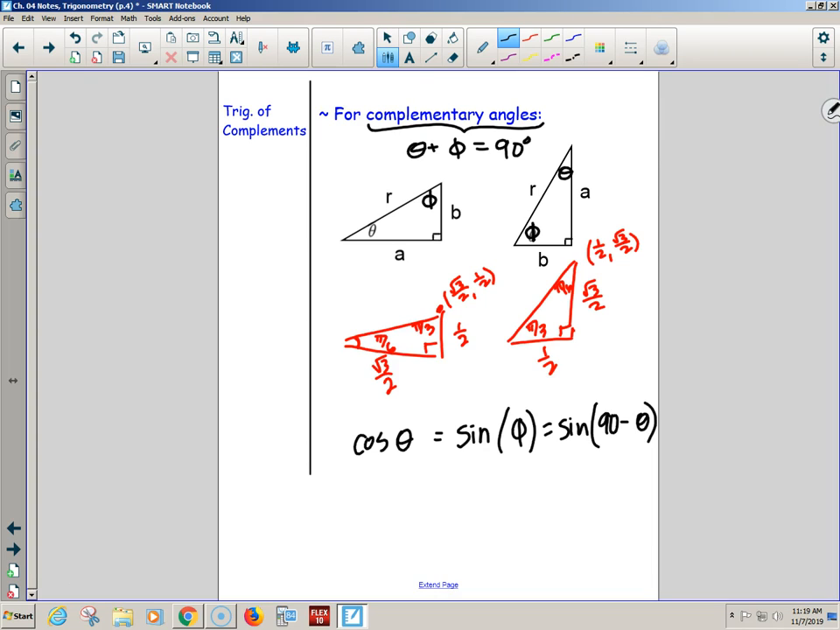So the cosine of this guy is going to be the same thing as the sine of that guy every time, because the triangle just kind of flips orientation. I can say then that cosine of theta equals sine of the complementary angle, whoever he is. We can make him a Greek letter, or we can just say it's 90 minus whatever that theta is. And I can similarly say that sine of theta is equal to cosine of phi, which means cosine of 90 minus theta.